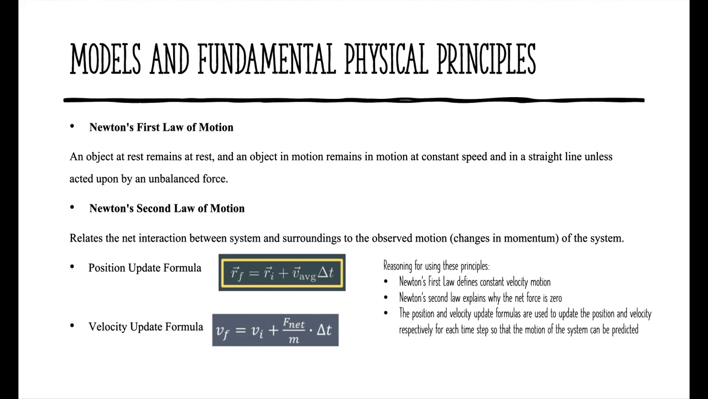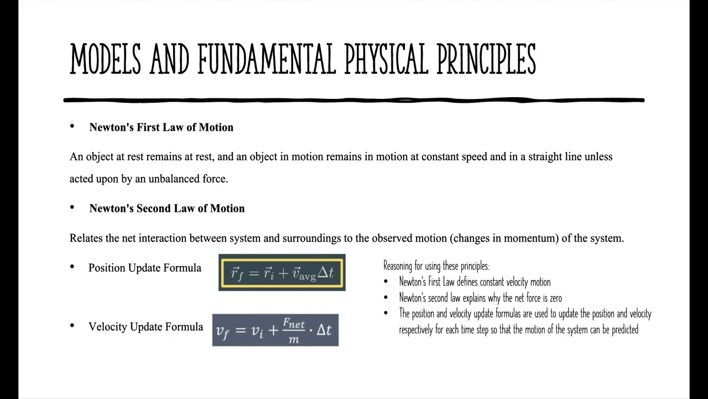The position update formula states that the final position is equal to the initial position plus the average velocity times the change in time, and the velocity update formula states that the final velocity is equal to the initial velocity plus the net force divided by the mass times the change in time.